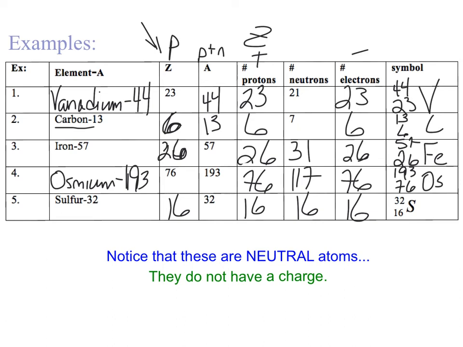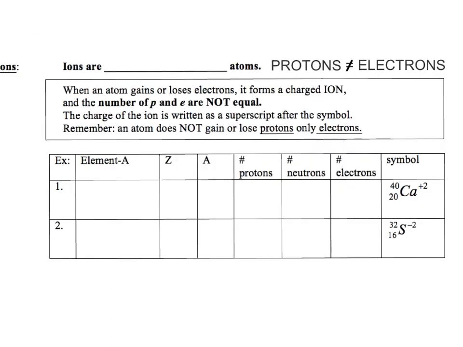Now, before we move on, notice again, all of these atoms are considered neutral because we didn't tell you otherwise. We didn't specify that this is an atom with a charge. But what happens if something does have a charge? Well, if our atom does have a charge, we don't call it an atom, we call it an ion. So ions are charged atoms.